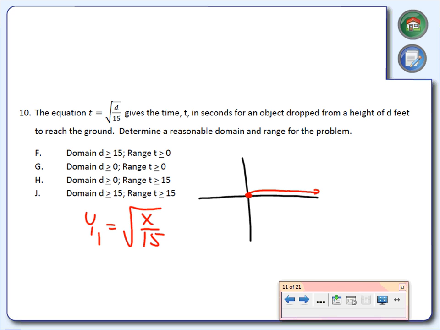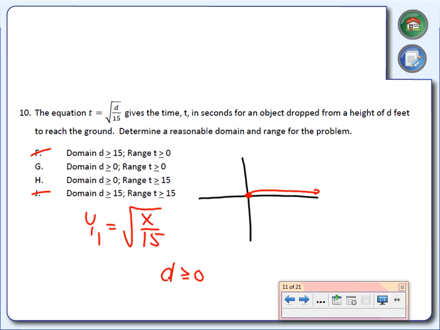Now remember, of course, we're not using x for the domain. We're using d. Okay, so the x's are greater than or equal to 0. So that already rules out choice F and J. So it's either G or J or H.